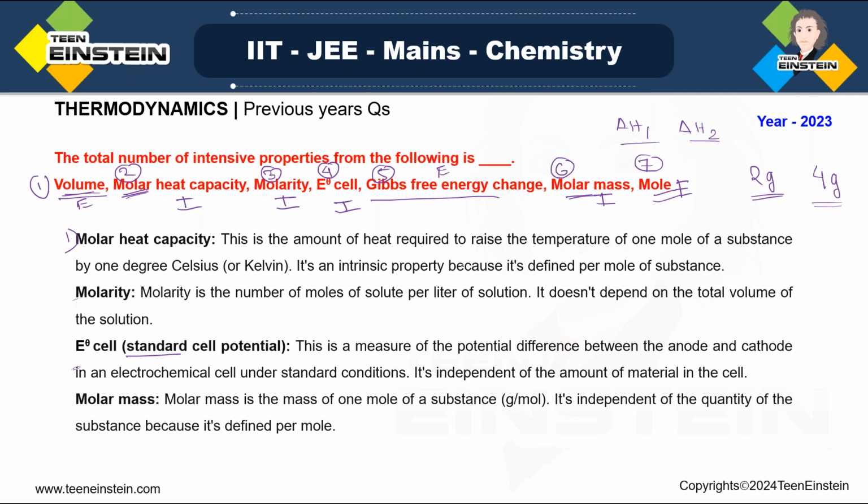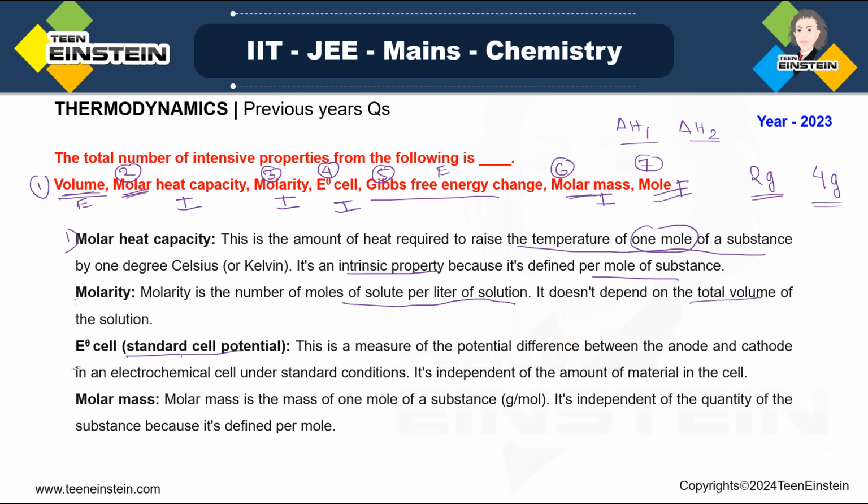Molar heat capacity is the amount of heat required to raise the temperature of 1 mole of a substance by 1 degree Celsius or Kelvin. So this is fixed, and that is why it is an intrinsic property. It is defined per mole of the system, so this should be considered as intensive. Then molarity is the number of moles of solute per liter of solution. It does not depend on the total volume. It is just for a particular fixed volume, which is 1 liter. So again, there is some restriction, and that is why it should be considered as intensive.